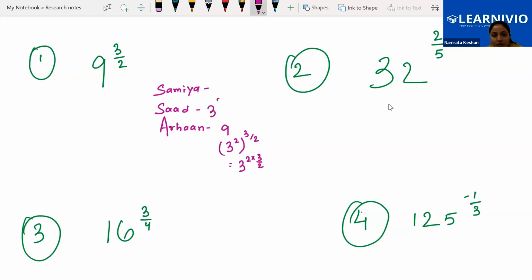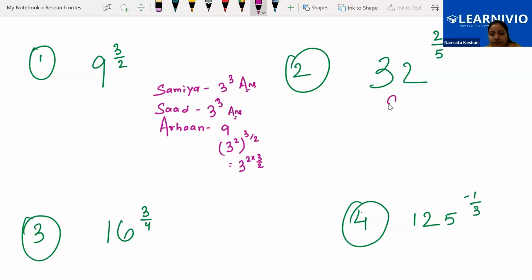Yes, Sad, you said no? Yes, sir. The answer will be 3 to the power 3. Samya, and the answer will be 3 to the power 3. Your answer is 3 raised to 3. Yes, perfect. Now you all have understood the steps. I can see everyone is getting the same. I'm not going to explain because you all are getting it correctly.